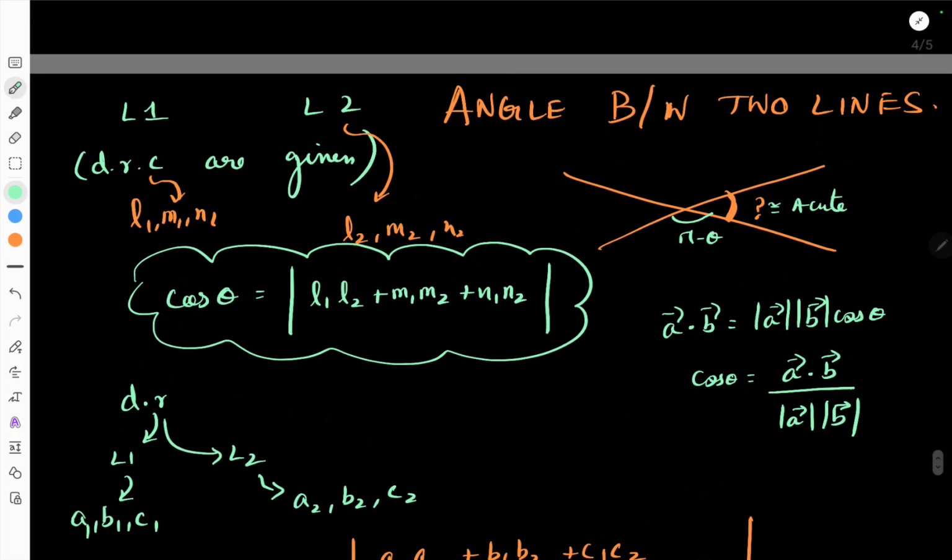So if directional cosines are given, the vector is like this: L1 i cap plus M1 j cap plus N1 k cap, and here L2 i cap plus M2 j cap plus N2 k cap. So for the angle we have to take the dot product. Dot product means L1 into L2 plus M1 into M2 plus N1 into N2, divided by the magnitude of this vector. It is a unit vector, which means the magnitude will be 1. So here 1 into 1 will be there, which is the modulus of L1 L2 plus M1 M2 plus N1 N2.